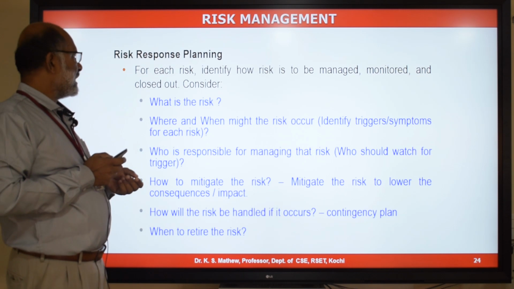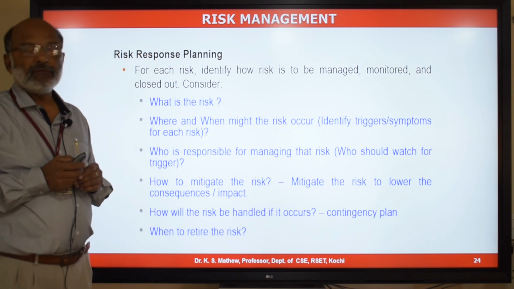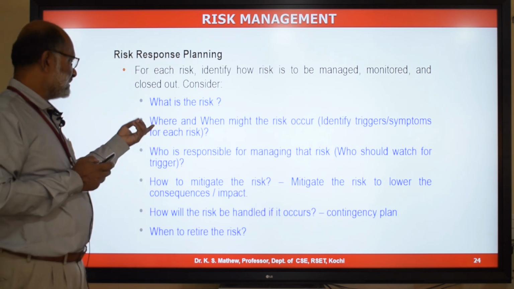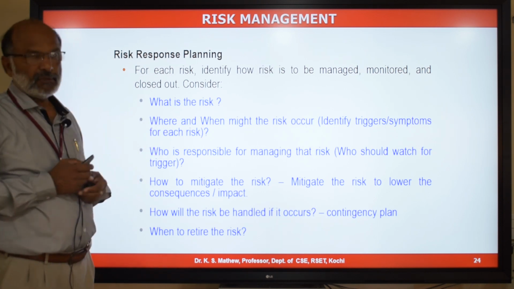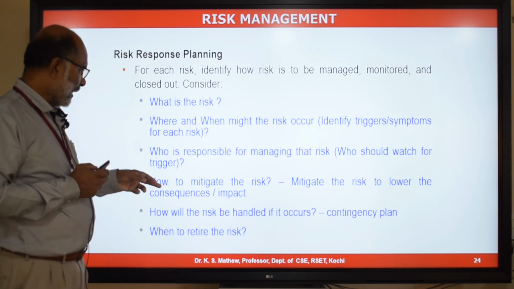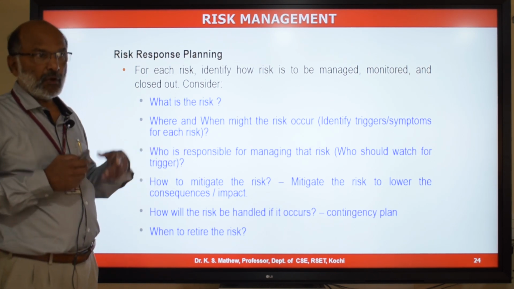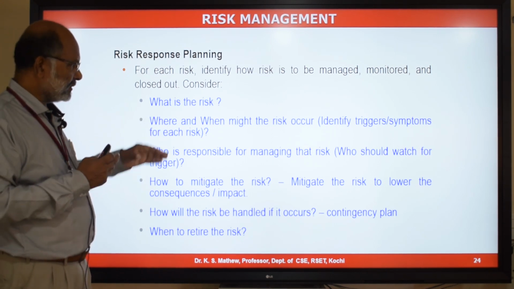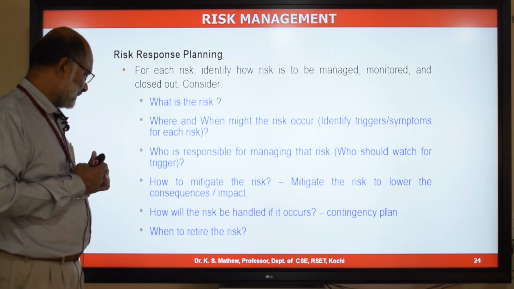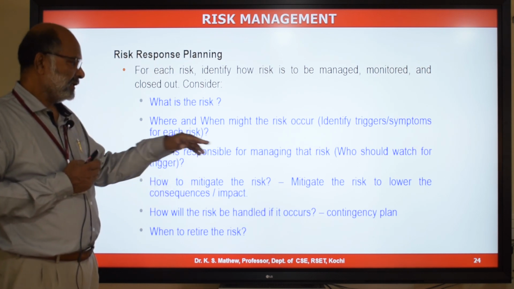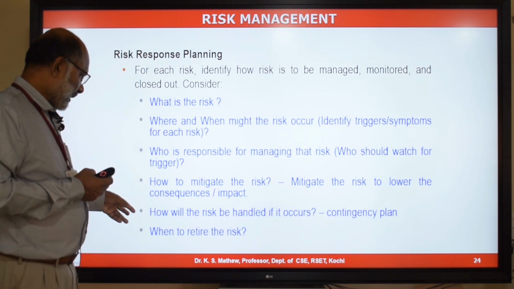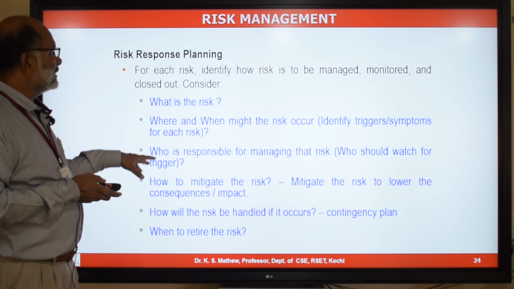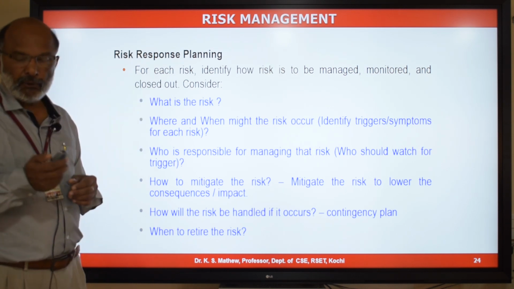So these are the questions to be answered while planning for risk responses. What is the risk? Where and when might the risk occur? Identify the triggers and symptoms of each risk. Who is responsible for managing the risk? Identify the risk owner. How to manage, how to mitigate the risk. What are the options available for the project manager to mitigate the risk, to either eliminate the risk or reduce the impact and the probability of the risk? How will the risk be handled if it occurs? And have a contingency plan. And when to retire the risk, when to remove the risk from the list. So all these are the questions to be answered while you plan your risk responses.